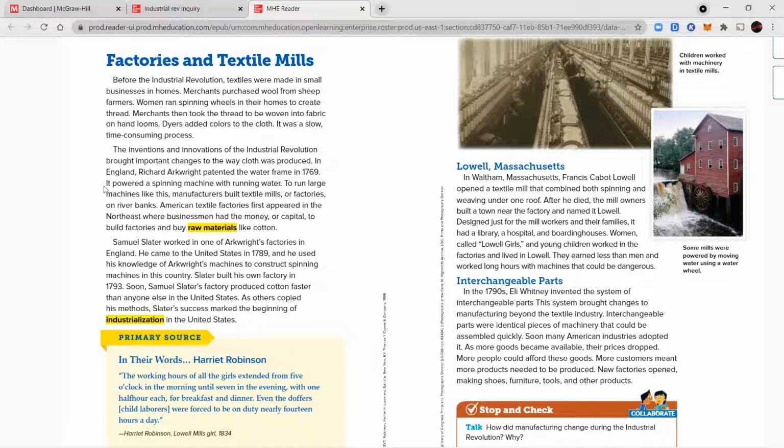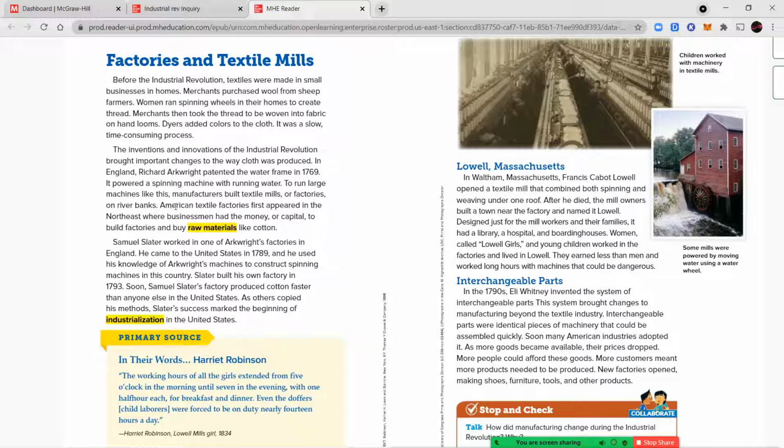The inventions and innovations of the Industrial Revolution brought important change to the way cloth was produced. In England, Richard Arkwright patented the water frame in 1769. It powered a spinning machine with running water. It ran large machines like this. To run large machines like this, manufacturers built textile mills or factories on riverbanks.